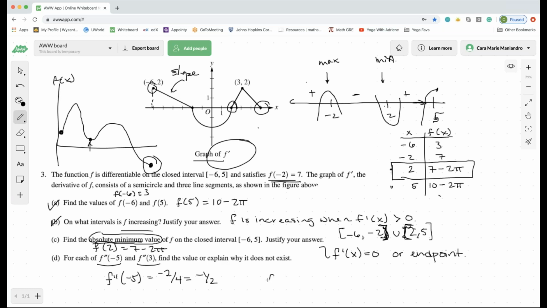Okay. F double prime of 3, we have a little bit more of an issue. If I take a look at this, this is definitely not smooth, right? So if I take the limit as x approaches 3 from the left, well, it's positive, right? This one's positive. And then on the other side, the derivative is negative. You guys with me?